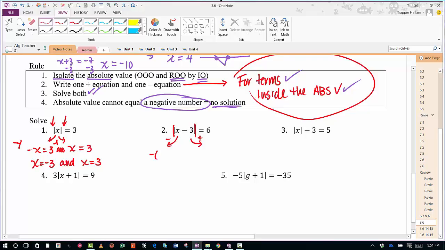So here's my negative version of my inside. Negative x minus 3 equals 6, and x minus 3, there's my positive version, equals 6. So I'm going to solve both of these.